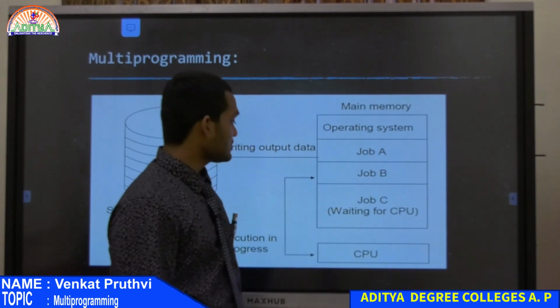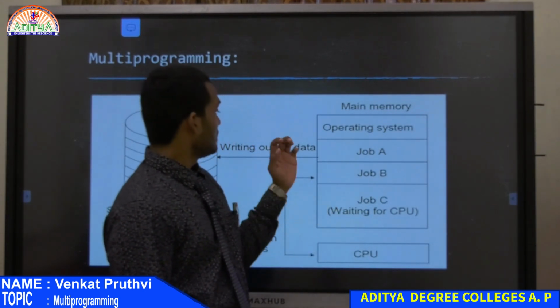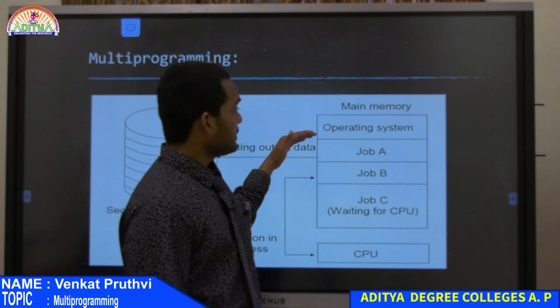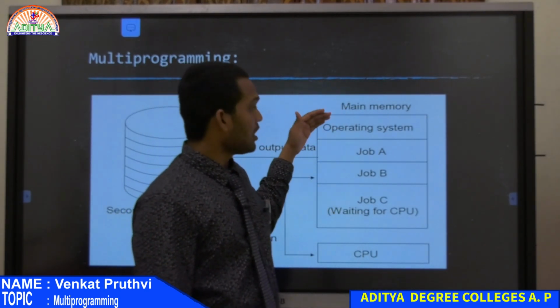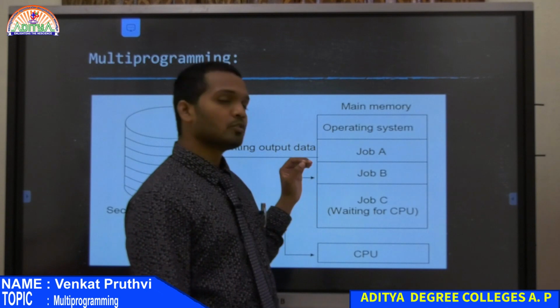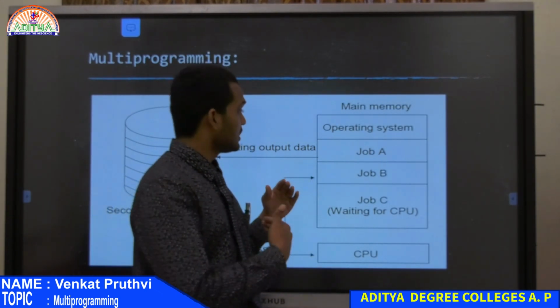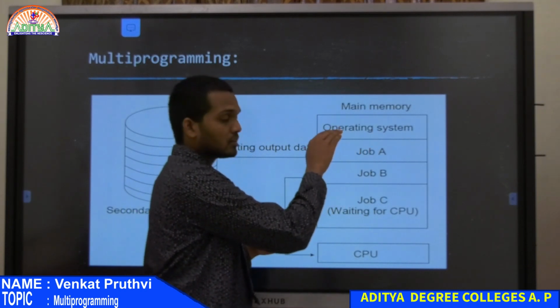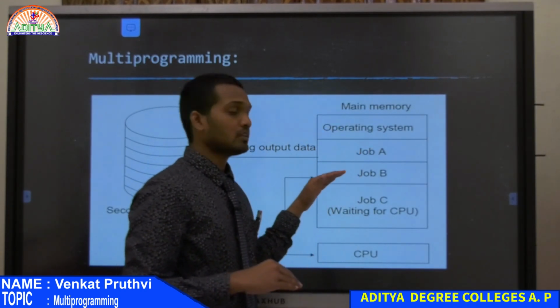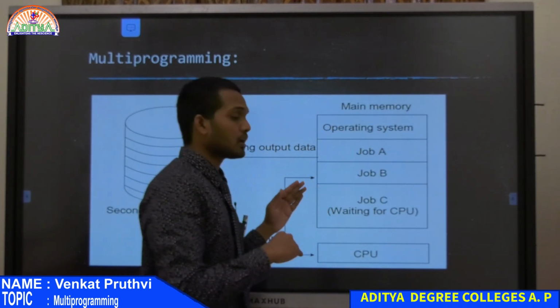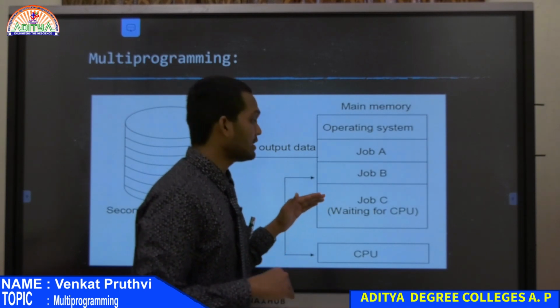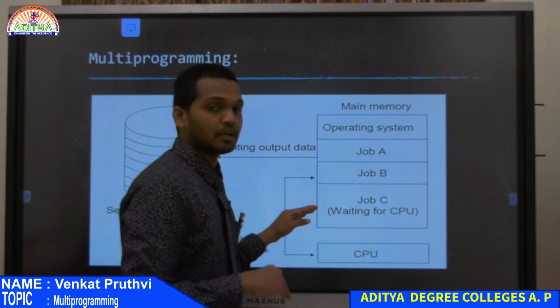So in such a case, what is happening? Your main memory has the operating system, a little portion of it, to perform the other operations that are available as tasks, and then we have job A, that is the Word file, job B, that is your browser, and job C, that is your music application, music player.